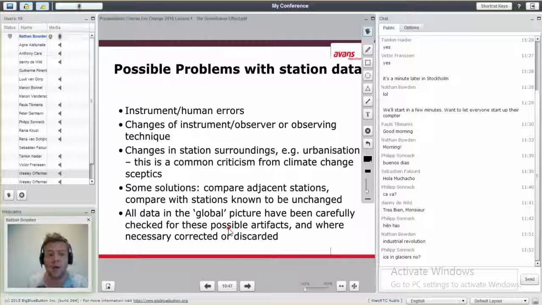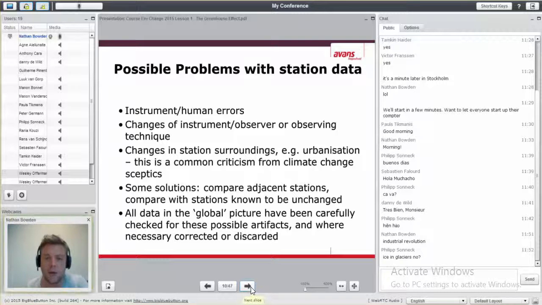So now we have satellites and we have stations across the world, but more importantly, we have very, very good computers that can run models and simulations. So that's how we do it now.